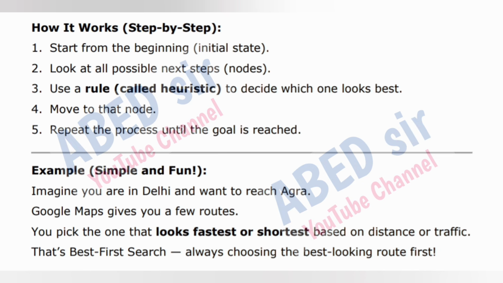Example, simple and fun. Imagine you are in Delhi and want to reach Agra. Google Maps gives you a few routes. You pick the one that looks fastest or shortest based on distance or traffic. That's best first search, always choosing the best-looking route first.